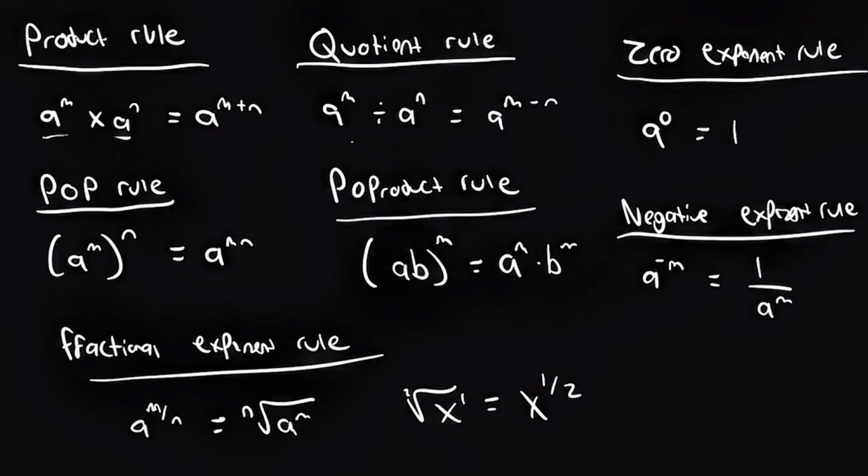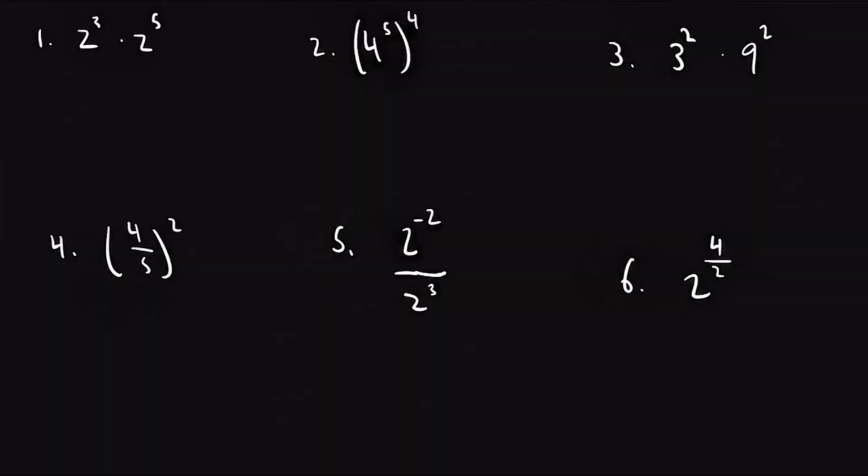So now we'll be going over some examples. Okay, so these are 6 problems that we'll be working on. And if you want, you could pause the video and try them first yourself. If not, we'll continue and solve them right now. So starting with question 1, it's very simple. You just apply the product rule. So this is equal to 2 to the power of 3 plus 5, which is just equal to 2 to the power of 8.